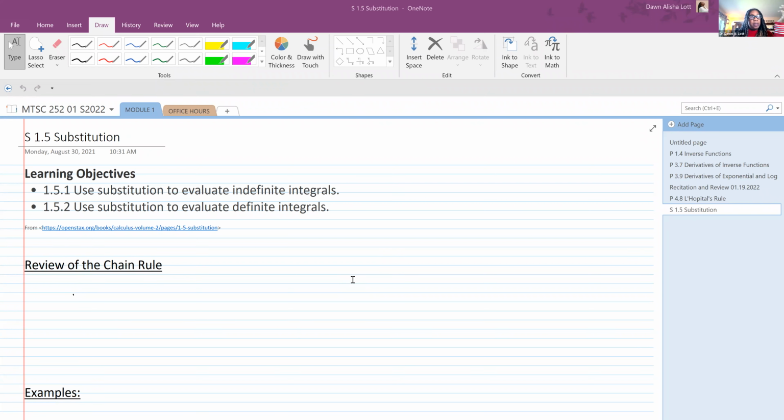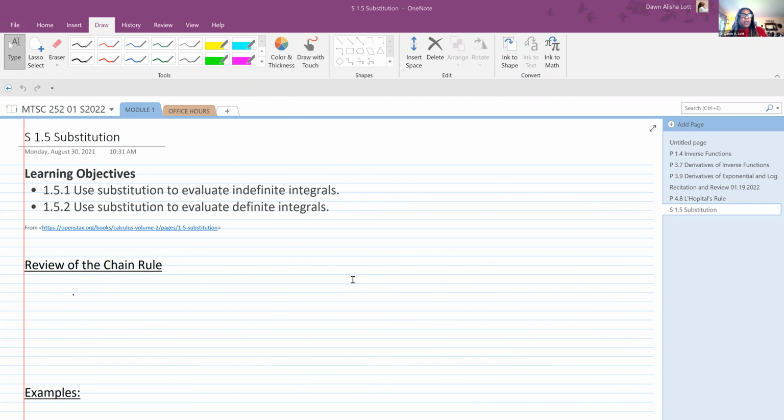Okay, so the section we're in is, we're finally in the actual chapter, book 2, Calculus 2 book. And we're doing u-substitution, and this is something that you learned at the very end of Calc 1, so you might have gone through it very quickly. So I want to go through it. In this section, we're going to learn how to evaluate indefinite integrals using u-substitution, and then we're going to learn how to evaluate definite integrals using u-substitution.